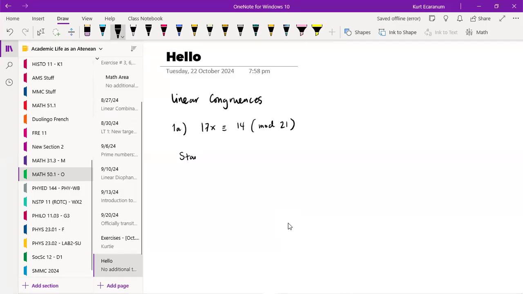So the usual way na sinosolve natin siya is hinahanap natin yung inverse ng 17. And I can't fault it kasi kapag hinanap natin yung inverse ng 17 modulo 21, tapos na tayo eh. 'Di ba? Sige, gawin natin 'yun. So 17x congruent to 14 mod 21.